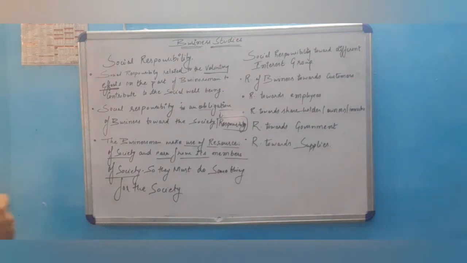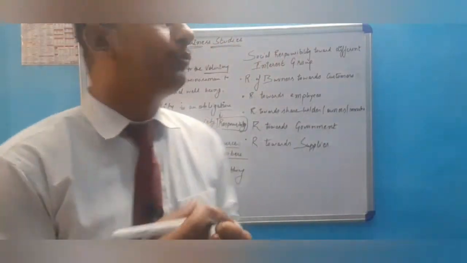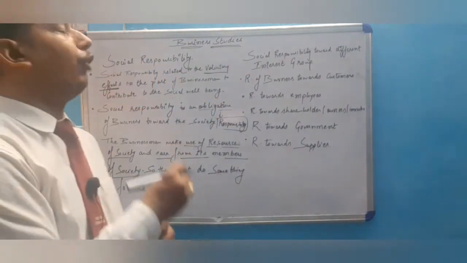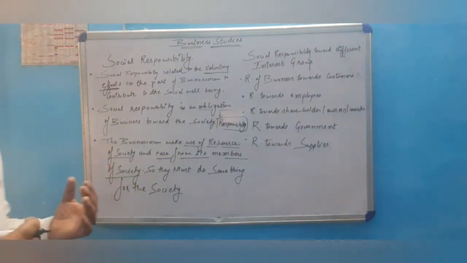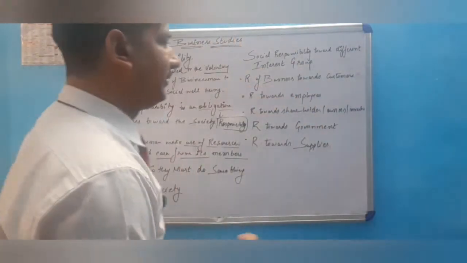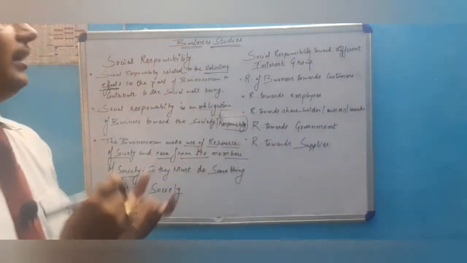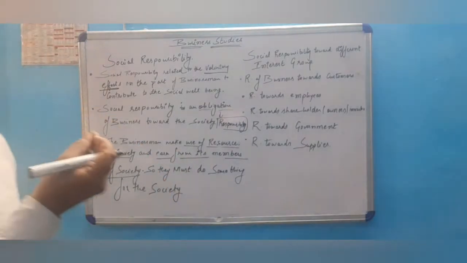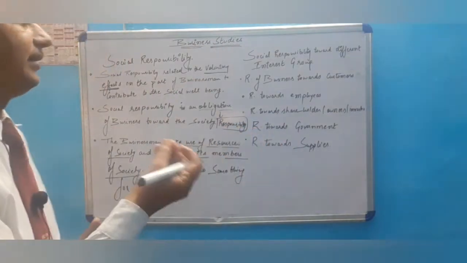Now we will discuss the social responsibility towards different interest groups. Different interest groups means there are different persons in the society, and we will see what the responsibilities of business are towards these interest groups. Now we will discuss the responsibilities of business towards customers. What are the responsibilities of business towards its customers?